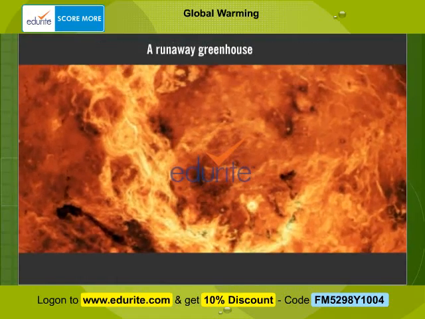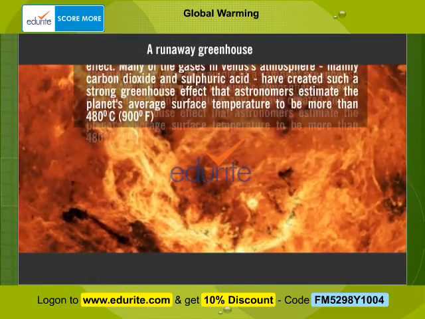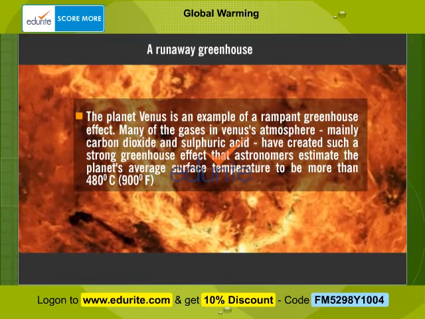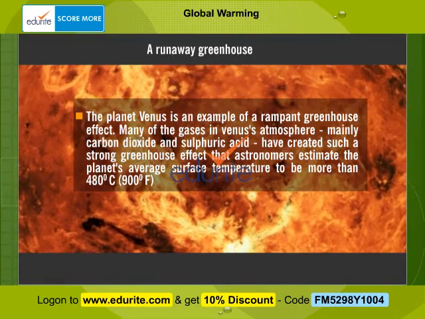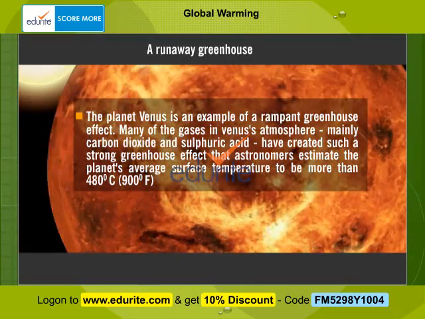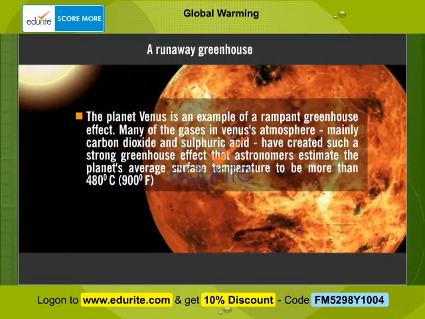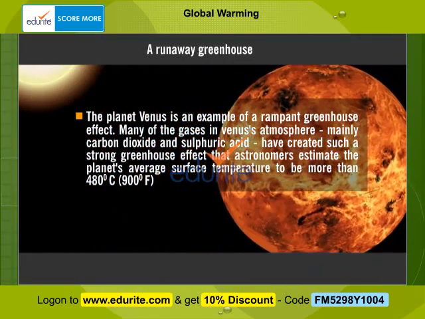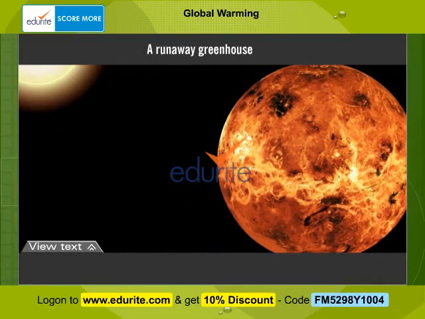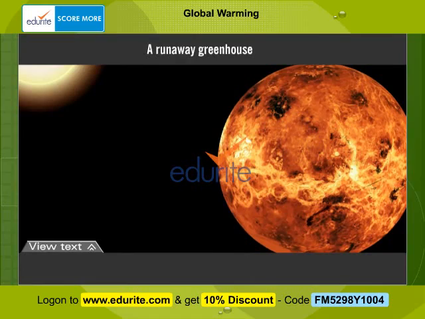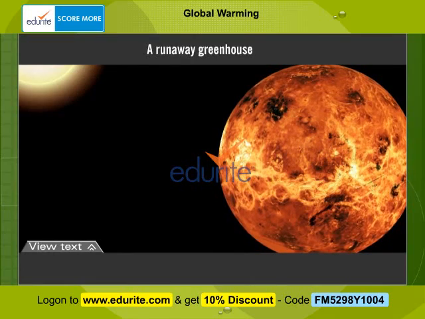A runaway greenhouse. The planet Venus is an example of a rampant greenhouse effect. Many of the gases in Venus's atmosphere, mainly carbon dioxide and sulfuric acid, have created such a strong greenhouse effect that astronomers estimate the planet's average surface temperature to be more than 480 degrees centigrade, that is, 900 degrees Fahrenheit.